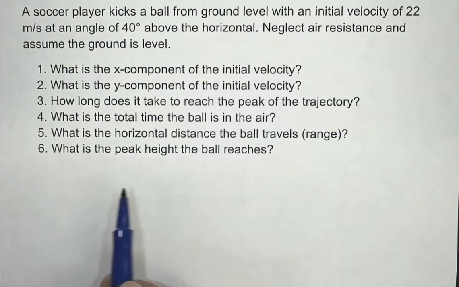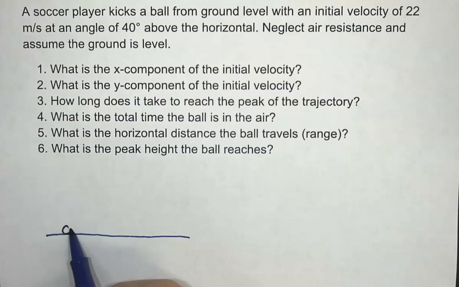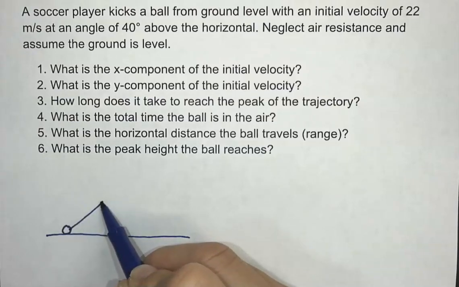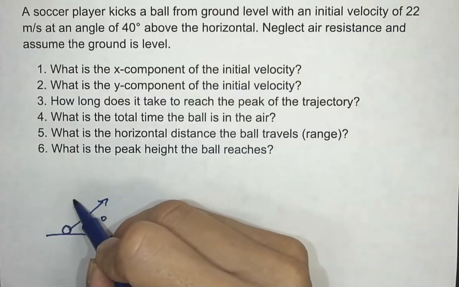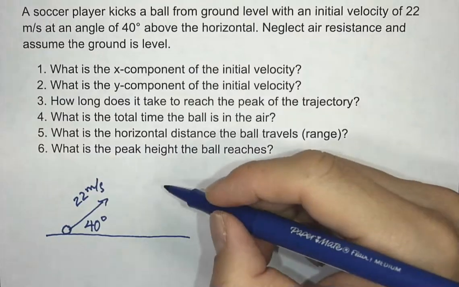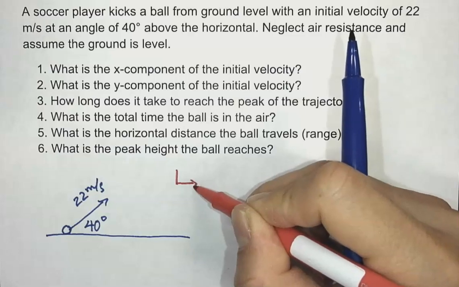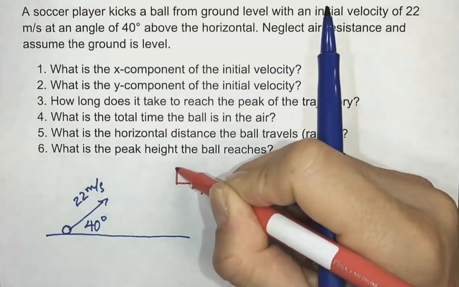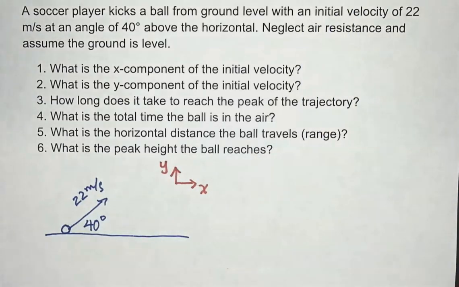So the first thing we're going to do is to draw a quick sketch. Here is my ground level. Here is my soccer ball. It's kicked at an angle of 40 degrees. The velocity is 22 meters per second. I want to next indicate my positive direction. I will indicate right as positive, and this is arbitrary, but you do need to set your positive direction. I'm going to set up as positive.